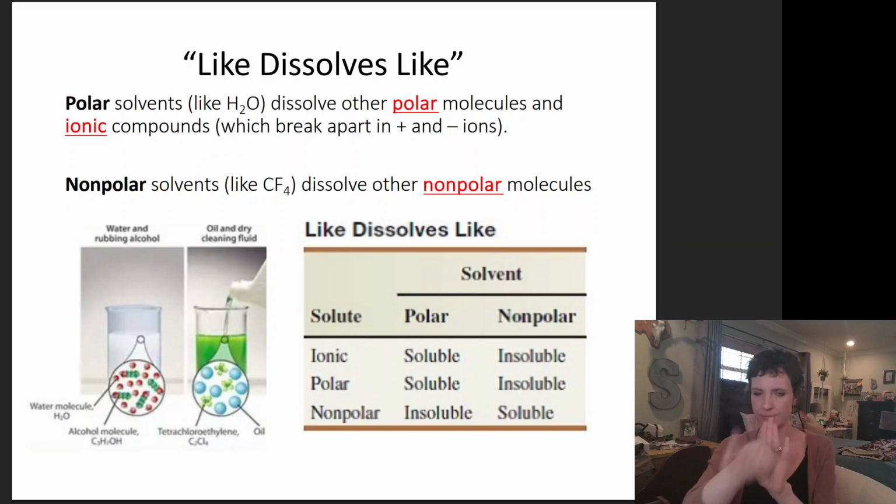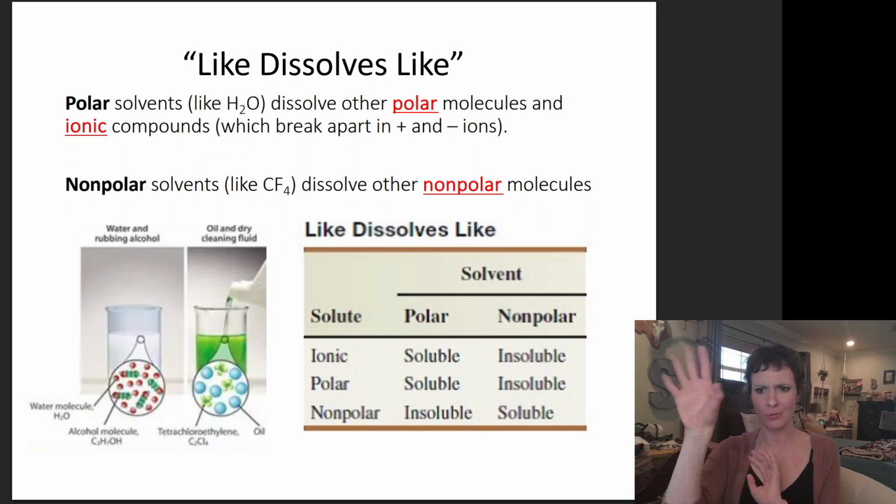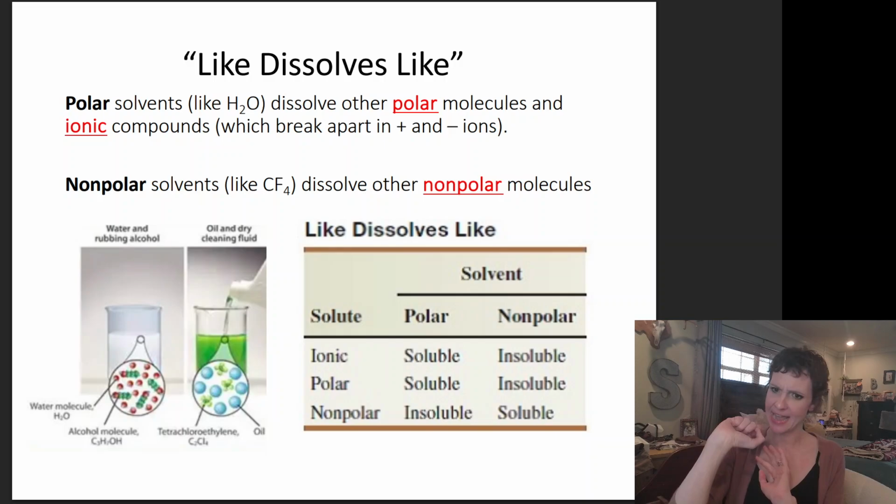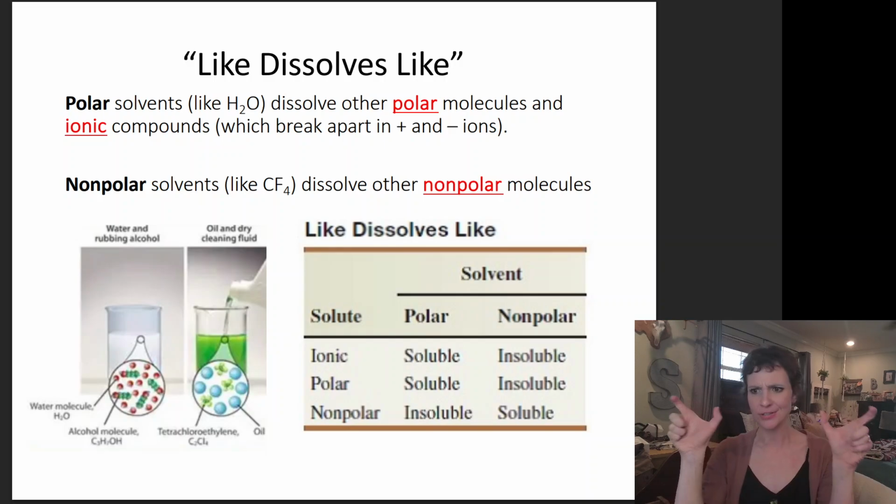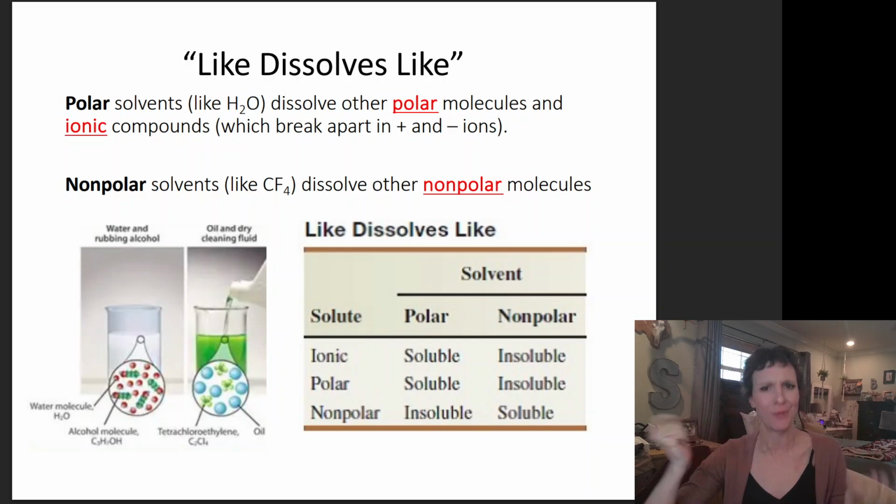Let's just pause there and not read the rest. Well, we know a polar molecule has a positive end and a negative end. Those are like two little magnets. Of course they're going to want to stick together. So that's where the like dissolves like comes into play. Not only do polar solvents dissolve polar molecules, but they dissolve ionic compounds, meaning things that break apart into completely positive and completely negative ions.